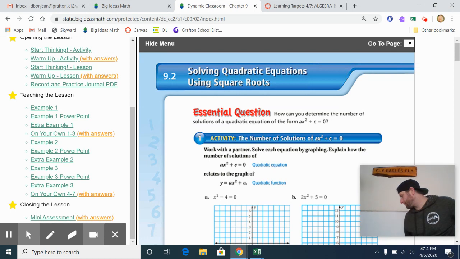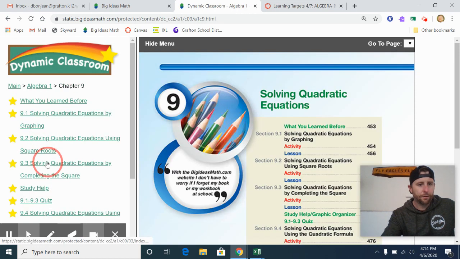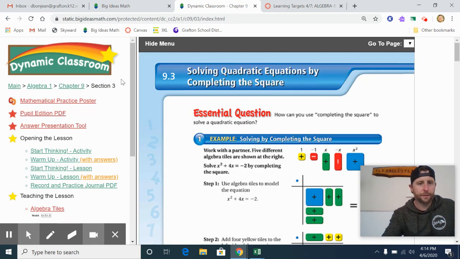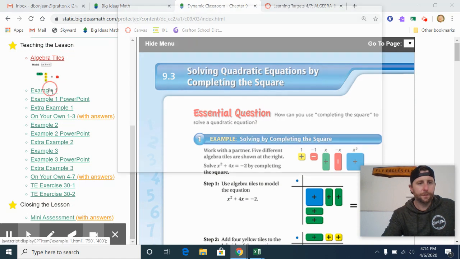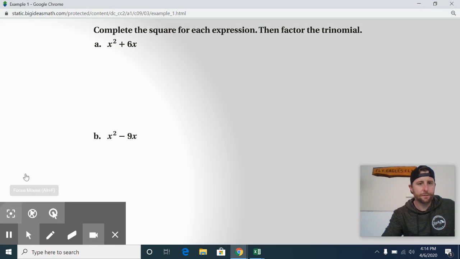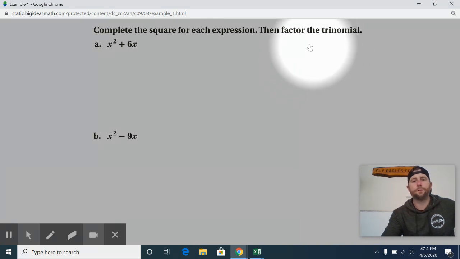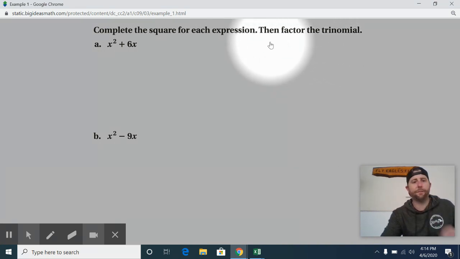Okay, number 6. Number 6 says to complete the square and then factor. So I'm going to tell you now, when I read the directions on the actual test, it didn't ever tell you to factor. All it said on the test is it just gave this instruction of complete the square for each expression. It never says to factor, but you have to. I don't know why it doesn't say that, but you're going to have to factor too.